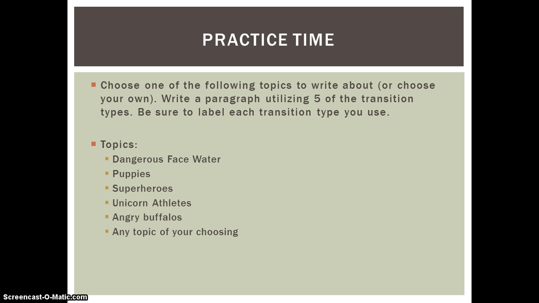So here's some topics I was just thinking about. You could write about dangerous face water. You could write about puppies, superheroes, unicorn athletes, angry buffaloes, or frankly, anything that you want. Use and label 5 different transition types in your paragraph, or multiple paragraphs, if you want to write multiple paragraphs.